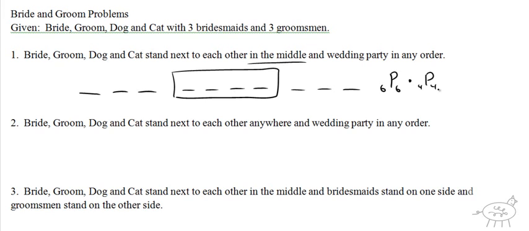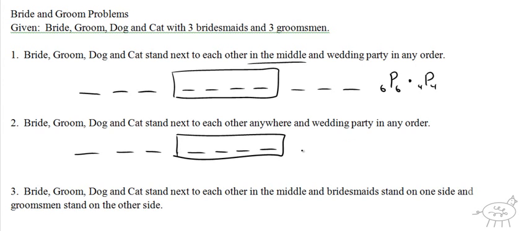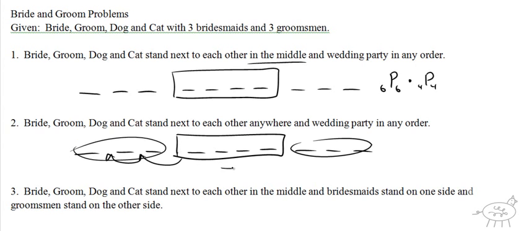Number 2: bride, groom, dog, and cat stand next to each other anywhere. They have to be next to each other, and the wedding party in any order. So it's almost the same picture. I'm going to sketch the same picture, but this block can be here, it can be in the middle, it can be here, it can be here. I've got these 3 slots and these 3 slots, but this is actually another slot because it's the bride, groom, dog, cat slot. It can be all the way to the left, second to the left, third to the left. So I actually have 7 slots now to deal with. Plus the bride, groom, dog, and cat can be in any order, so it's times 4P4. Now they're their own slot because they can move around.